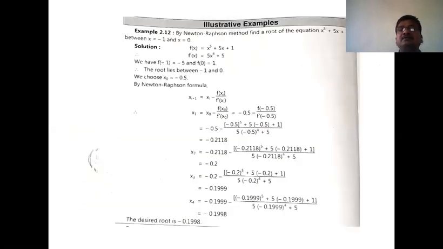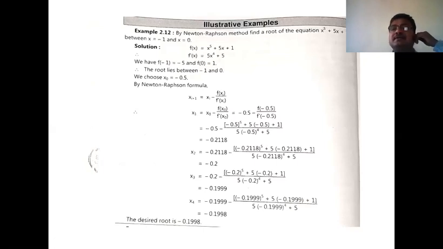And then we see some examples on the Newton-Raphson method. So what is the example? By the Newton-Raphson method, find the root of this equation x raised to 5 plus 5x plus 1 is equal to 0, which lies between -1 and 0. So it is given in the example that the root lies between these two, in between what interval the root of this equation lies.